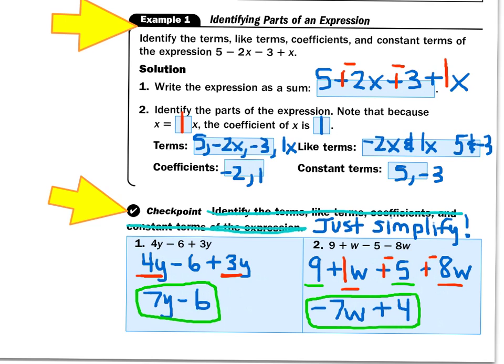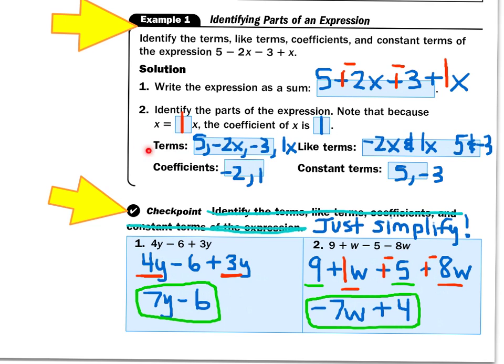And then plus x. But I want you to notice something here. Notice with my red, in my class I always use red to make things visible that are invisible. And so I want you to get used to, if you see a letter all by itself, there's an understood 1 in front of it. That just means there's 1x. Okay, so now the second thing is we identify the parts. And then here they made the note: note that because x is the exact same thing as 1 times x, the coefficient of x is 1.